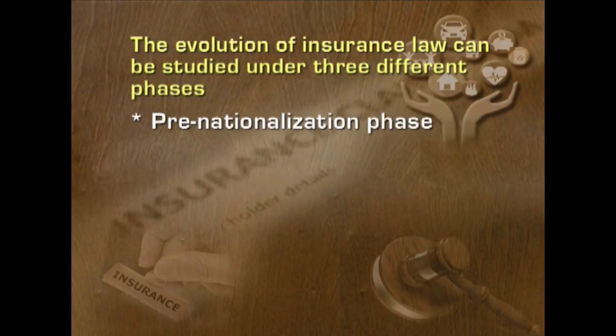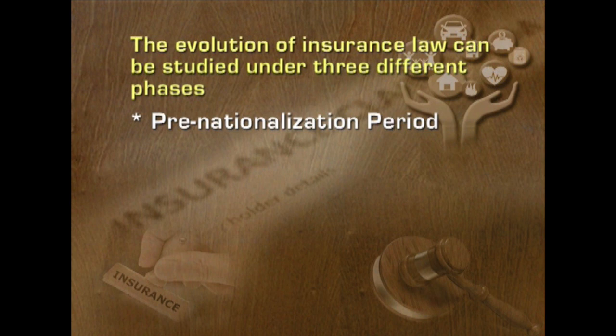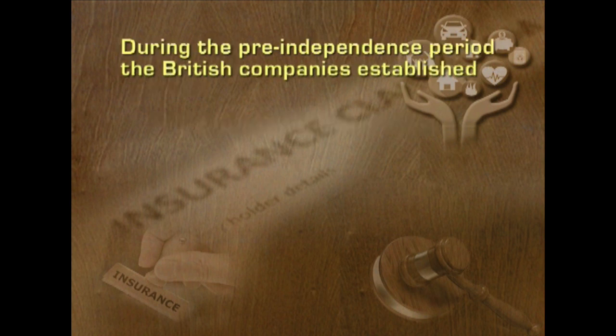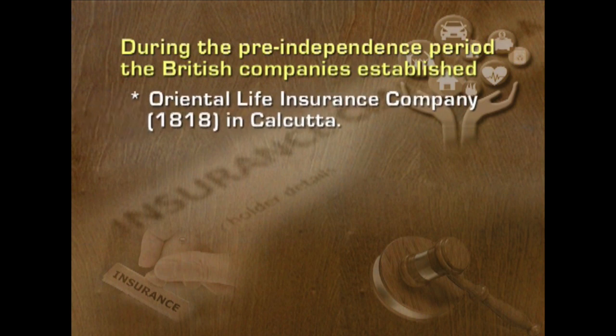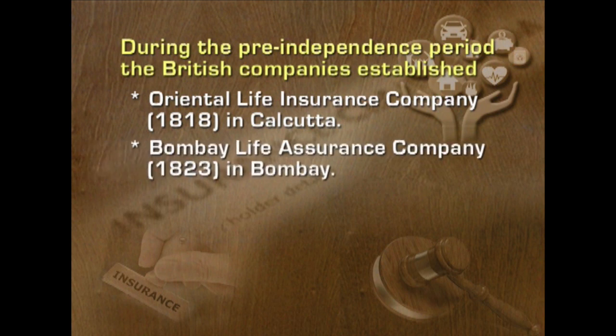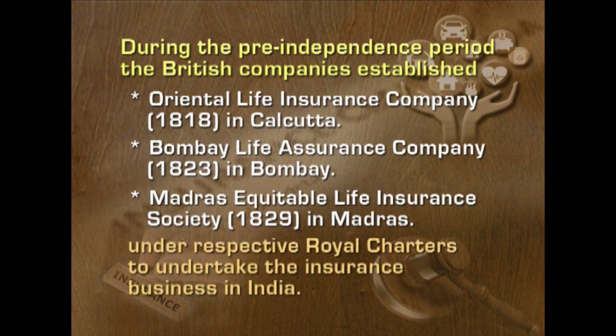The evolution of insurance law can be studied under three different phases: the pre-nationalization phase, the post-nationalization phase and the liberalized phase. Phase 1, pre-nationalization period. During the pre-independence period, British companies established Orient Life Insurance Company in 1818 in Calcutta, Bombay Life Assurance Company in 1823 in Bombay, and Madras Equitable Life Insurance Society in 1829 in Madras, under the respective royal charters to undertake insurance business in India.